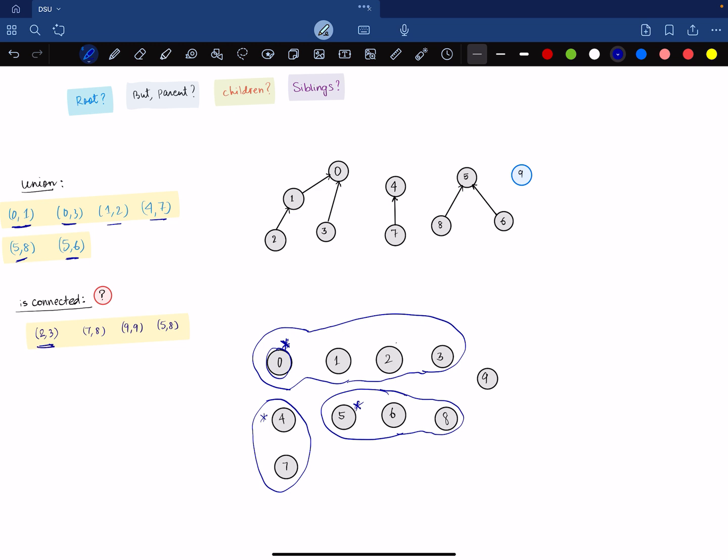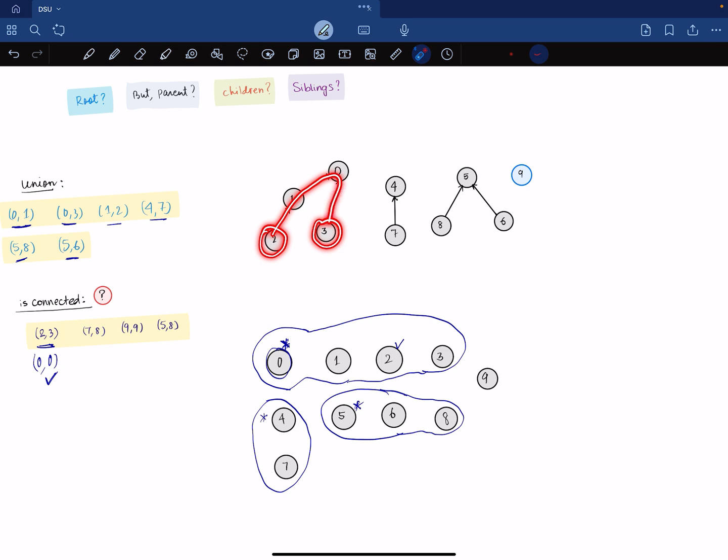Let us look for the root of 2. The root of 2 is 0. Okay, the root of 3 is 0 again. So if we have the same root, then we can say yes, 2 and 3 are connected, which is pretty much obvious because if you take a look at this, it is asking, hey, are 2 and 3 connected?